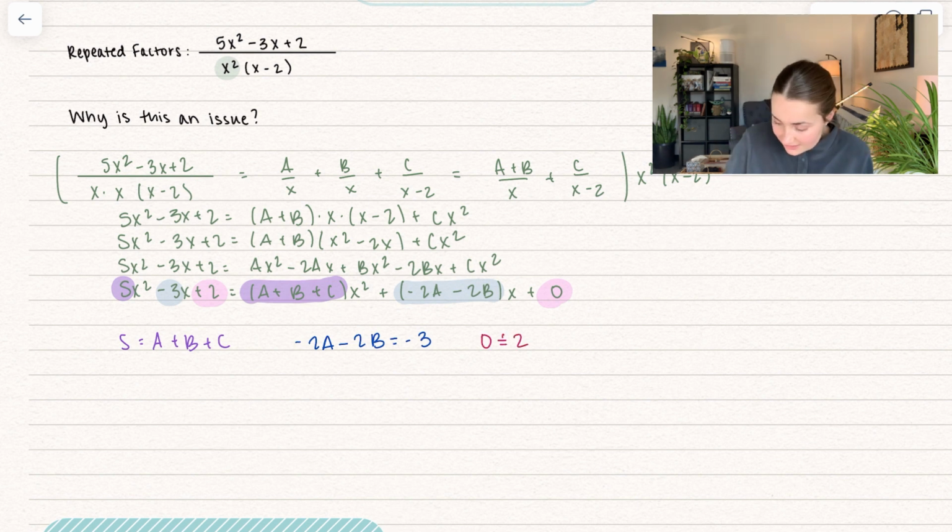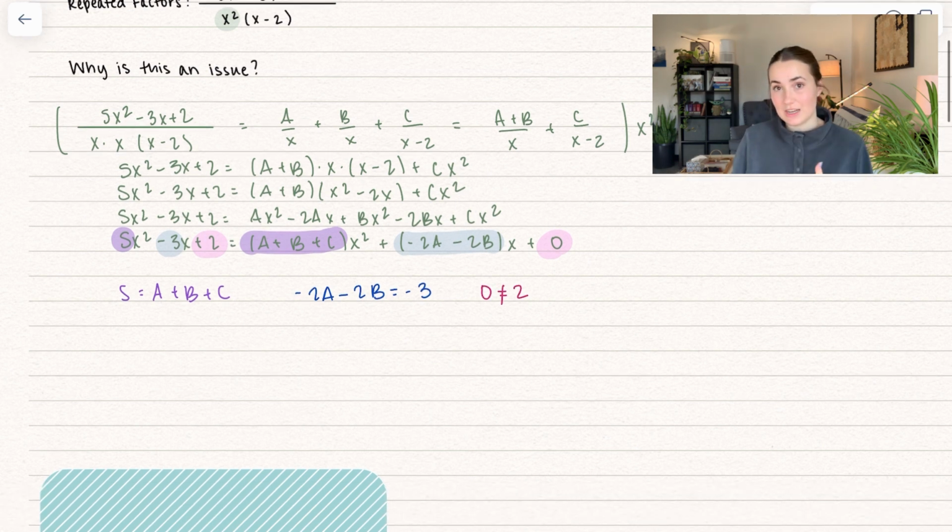Notice here, this is not a true statement. 0 is not equal to 2, which means this method is not going to work out for us because we're not going to get a solution. So that's why it's an issue.